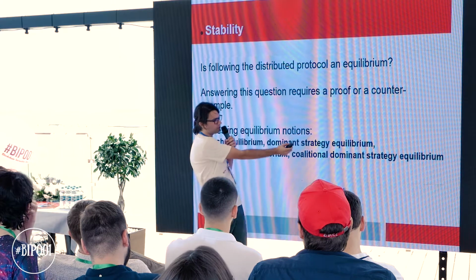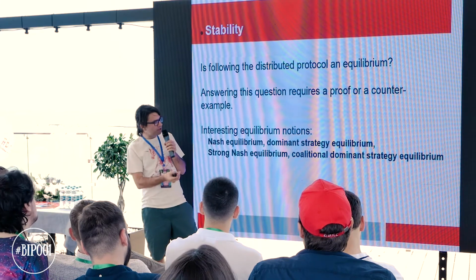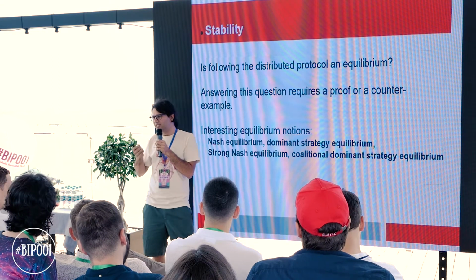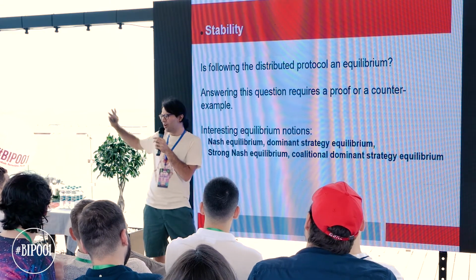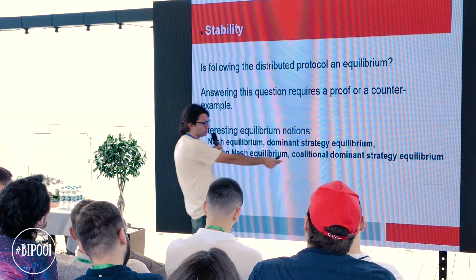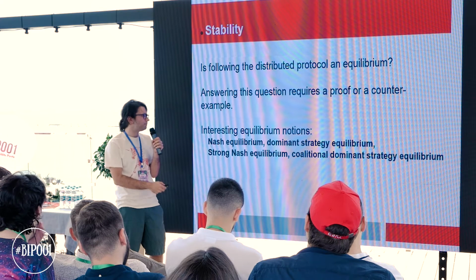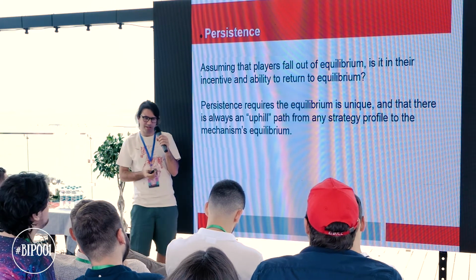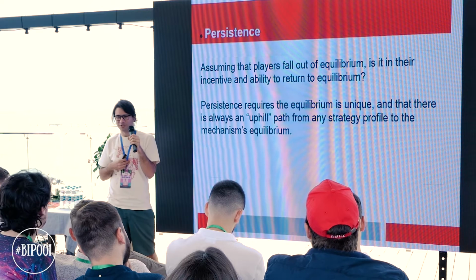And then coalitional dominant strategy equilibrium is a similar thing, where not only does a coalition not have an incentive to deviate, but it doesn't have any incentive to deviate no matter what other people are doing. So it's somehow stronger than this. And this is the strongest notion of equilibrium that I've listed here. I would love to talk more about equilibrium theory notions, but I'm going to have to just assume you understand.